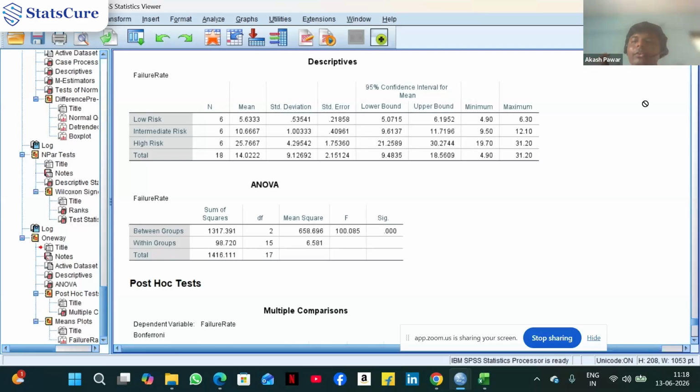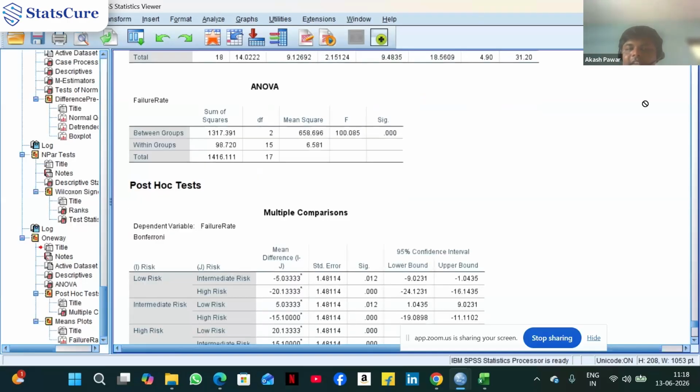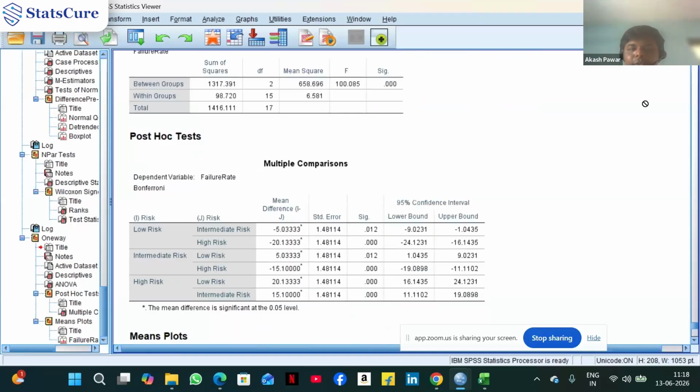But we have to make sure whether mean 1 and mean 2 are also different, mean 2 and mean 3 are also different, and mean 1 and mean 3 are also different or not. This is the overall conclusion of differences we have. So hence I did post hoc testing, which is multiple comparisons. What it has done is low risk compared with intermediate, low risk compared with high, intermediate with low, intermediate with high, high with low, high with intermediate.